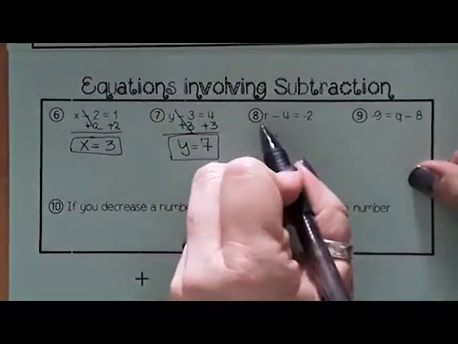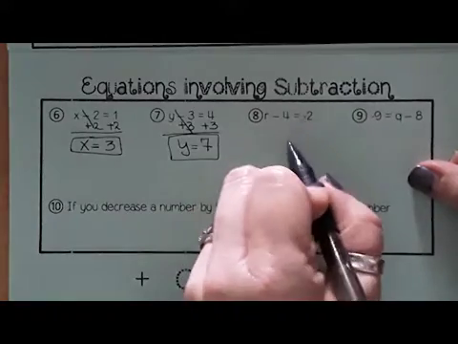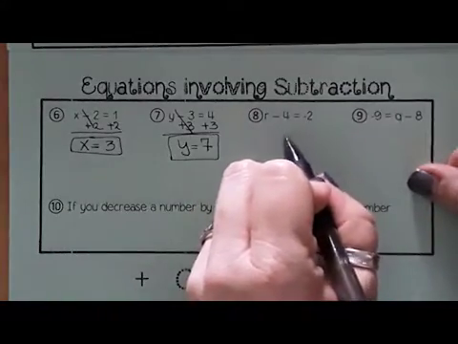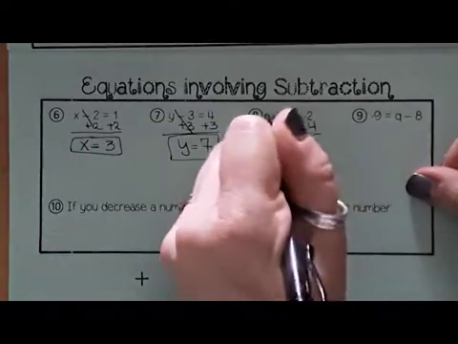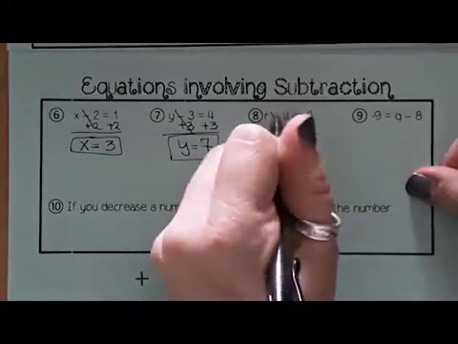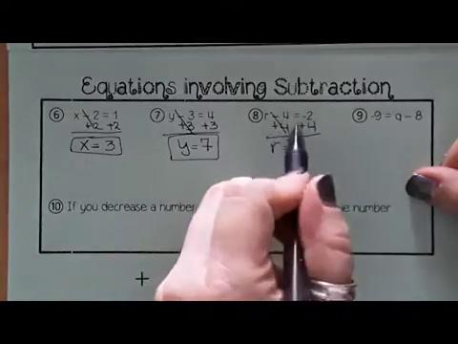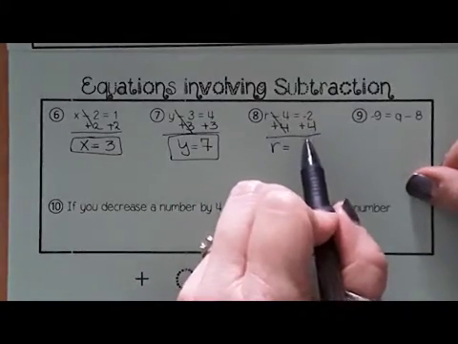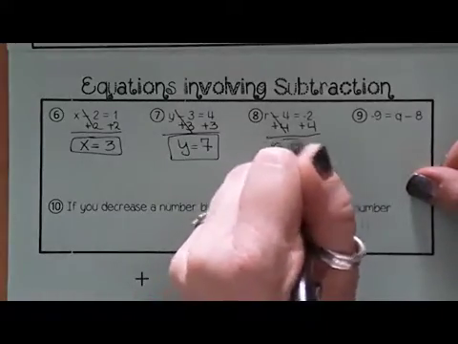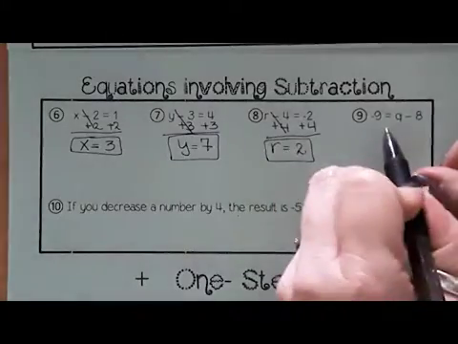The next one, number 8, r minus 4 equals negative 2. In order for me to solve for r, I'm going to add 4 to both sides. Bring down your r. Negative 4 plus 4, we cancel because that is 0. Negative 2 plus 4, opposites. So this is actually a positive 2. You are subtracting the two numbers.